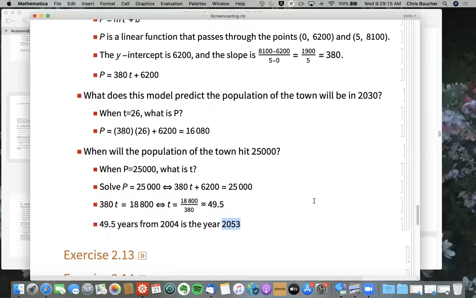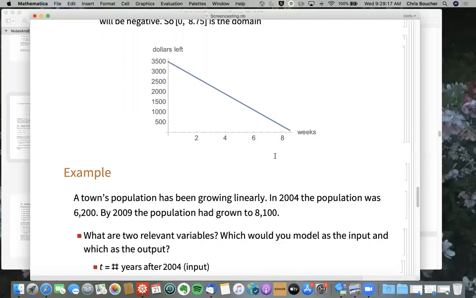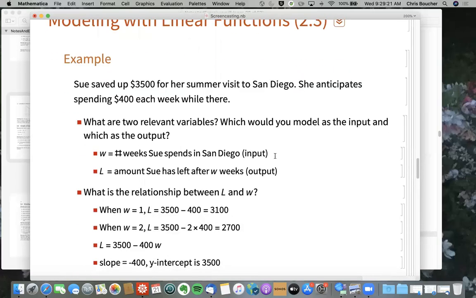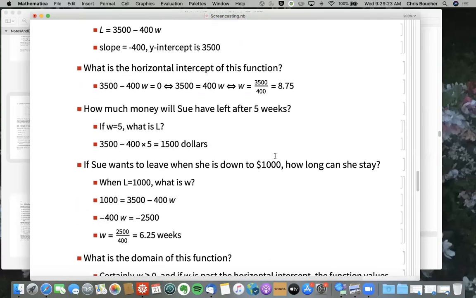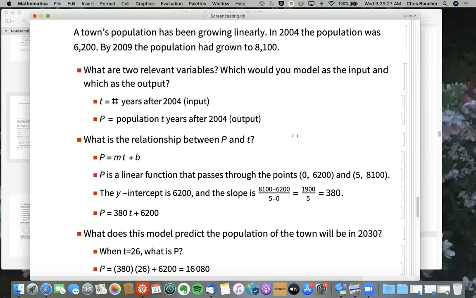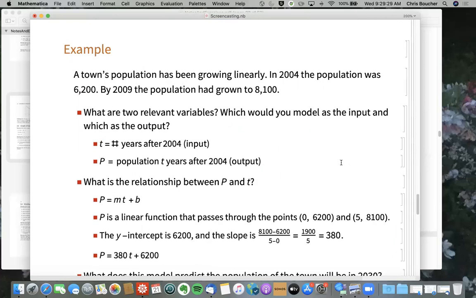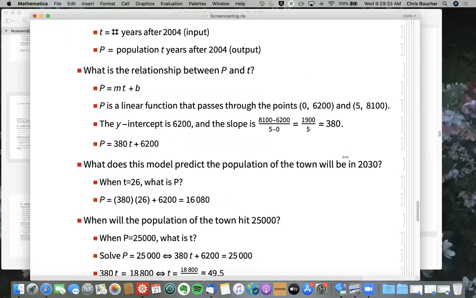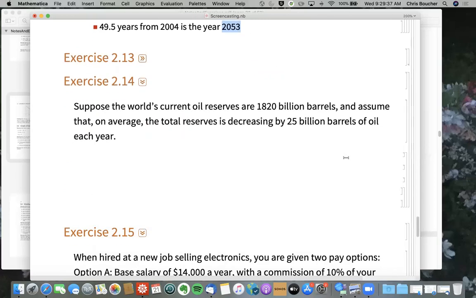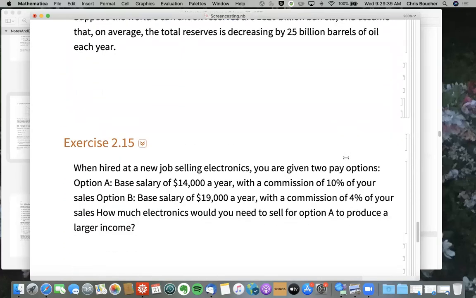Okay, so that's a couple of examples. There's not really any new mathematics in this section. It's just applying our knowledge of linear functions to these scenarios in which two variables have a linear relationship. So sort of taking the scenario, building the relationship, and then answering some questions about the scenario using the model that you have built.